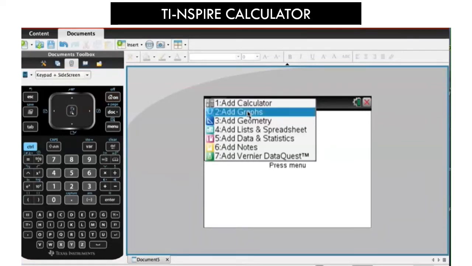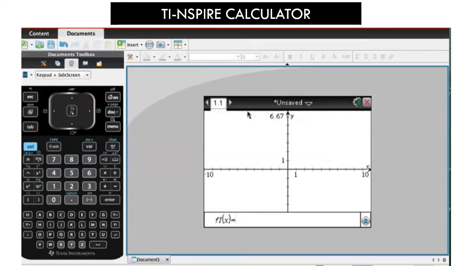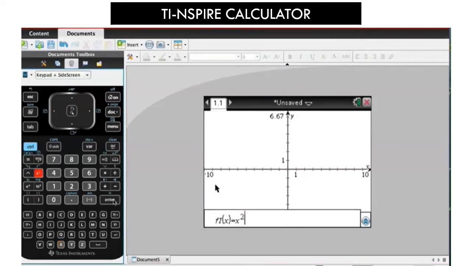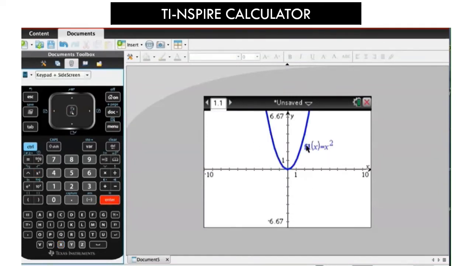Then you're going to select a graphs page. And down here in the f1(x) spot, you're going to type in whatever function that you want to get. And we're just going to keep it really simple for this demo. I'm just going to use x squared. So I'm going to type in x squared, hit enter to graph, and here's my graph.